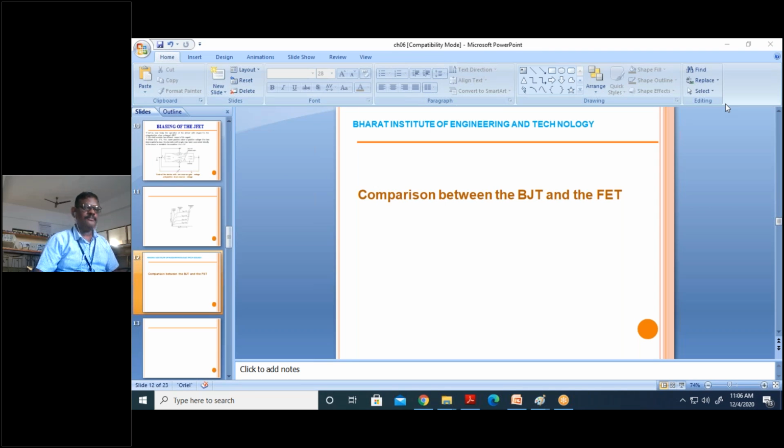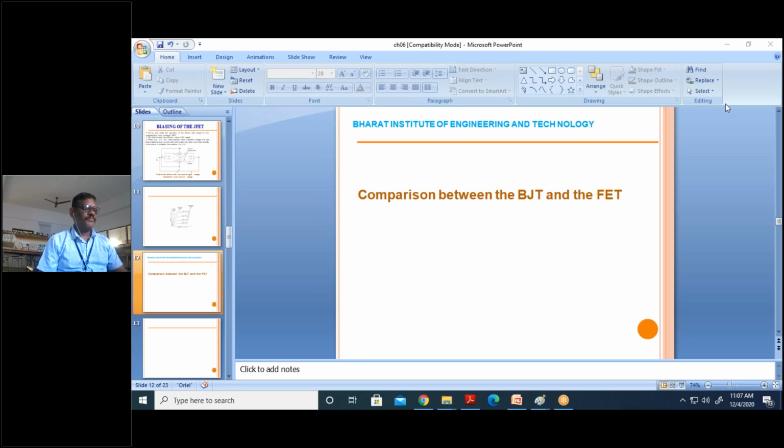Good morning to all. Today our topic is the comparison between BJT and FET, bipolar junction transistor and field effect transistor. So the bipolar junction transistor has a 3-terminal, 2-junction active component.